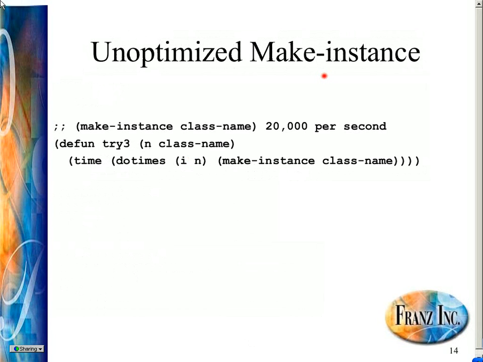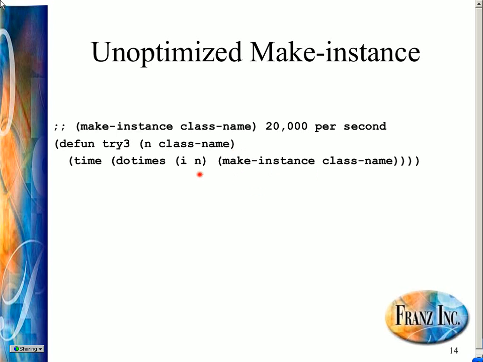When you do an unoptimized make instance, then you lose speed by a factor of 10. What makes this unoptimized? The compiler comes in here, and it says, class name is an argument.